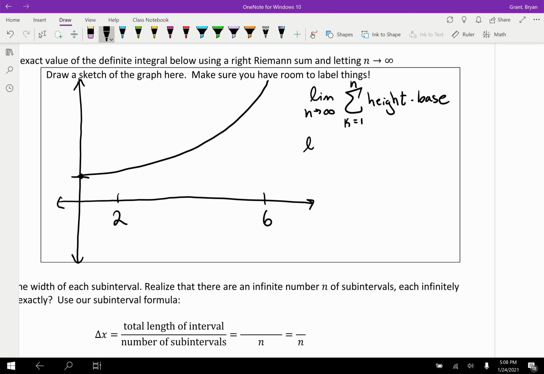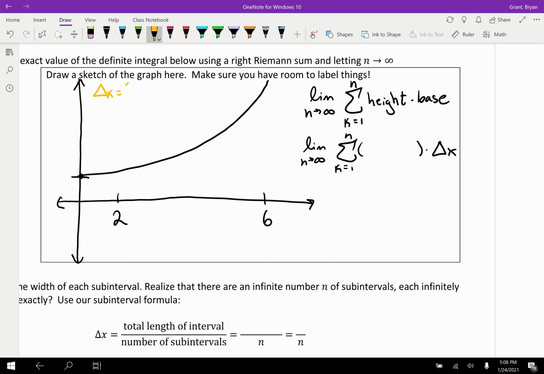Okay, let's make this look a little better. The limit is n approaches infinity, k equals 1 to n. Leave the height blank for now, but we know that the base is delta x. Well, that suggests then that we should probably find delta x, huh? So let's maybe do this over here.